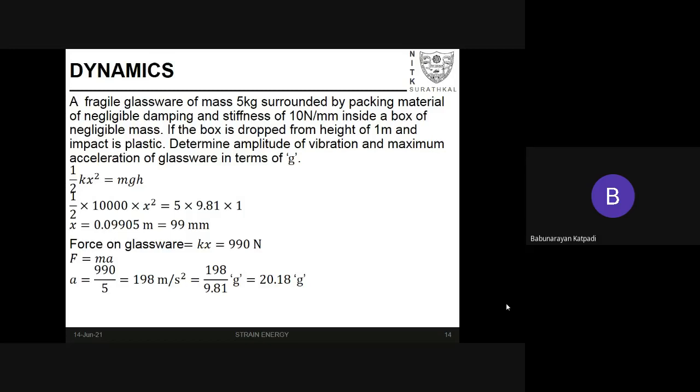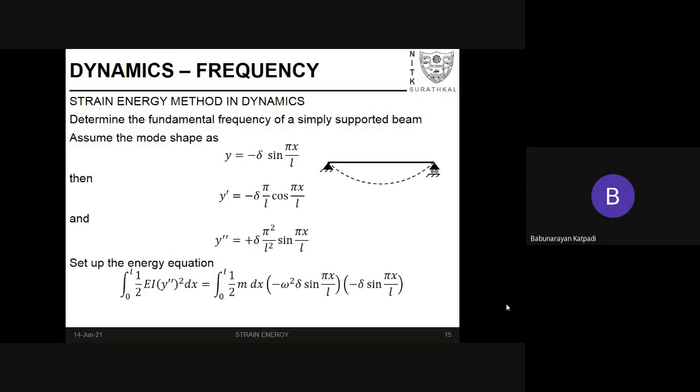So one example on dynamics. We move to the next. Determine the fundamental frequency of a simply supported beam by using strain energy method. How can we do this?